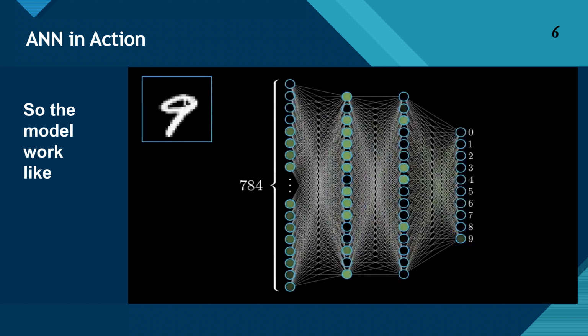Now here, the model works as shown in the animation, and you can see how it predicts an image of the digit 9 as 9. This step-by-step prediction showcases the power of neural networks in recognizing images accurately. It's fascinating to see how the model processes the image and translates it into the correct label.